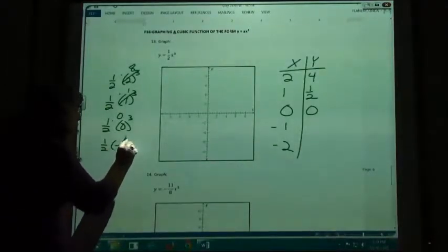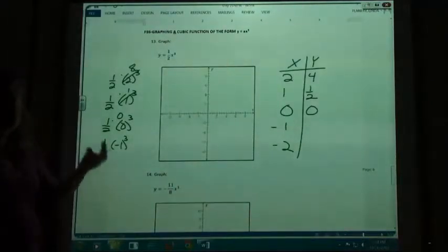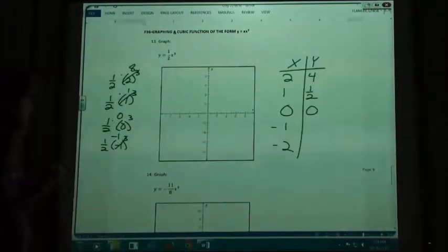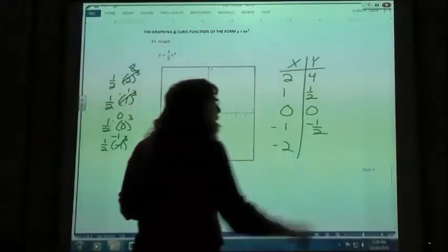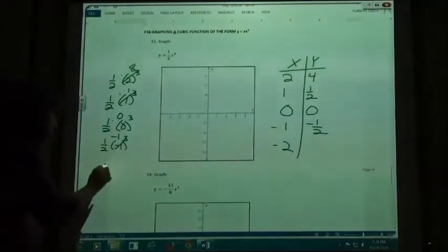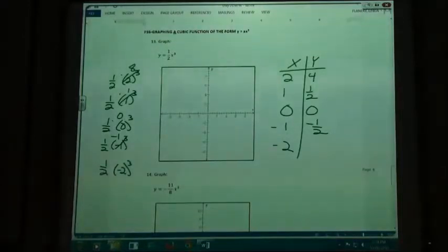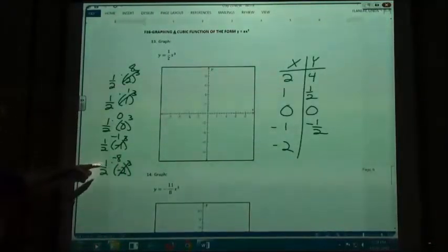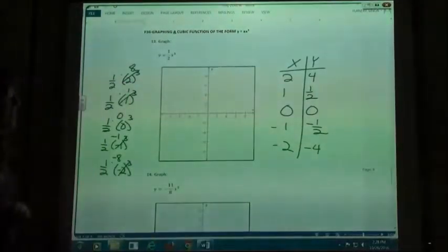1/2 times negative 1 cubed. Here, when you have negative 1 cubed, negative 1 times negative 1 times negative 1, it's going to stay negative since you had an odd number there. So 1/2 times negative 1 is negative 1/2. 1/2 times negative 2 cubed. Same kind of thing there. When I cube my negative 2, negative 2 times negative 2 times negative 2, it's going to stay negative. So I'm going to get a negative 8. So 1/2 times negative 8 is going to be negative 4. Positive times a negative is a negative.